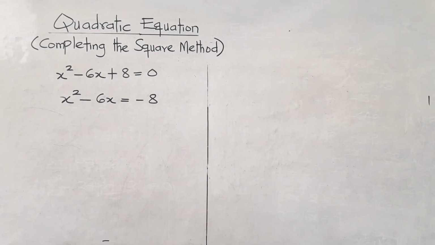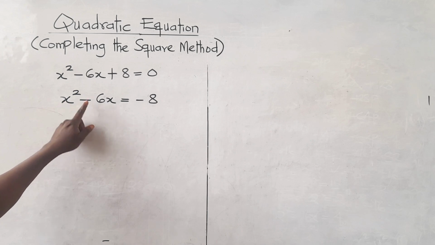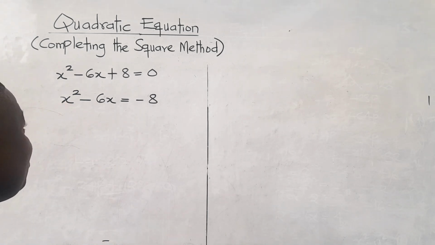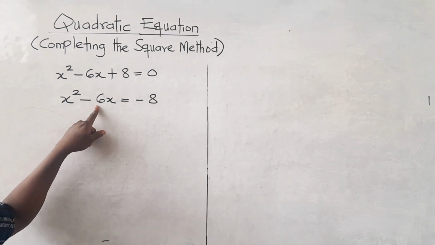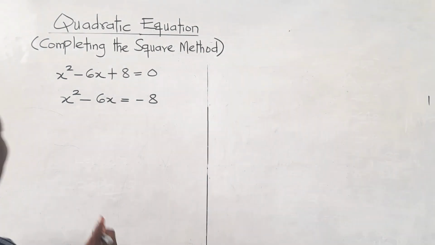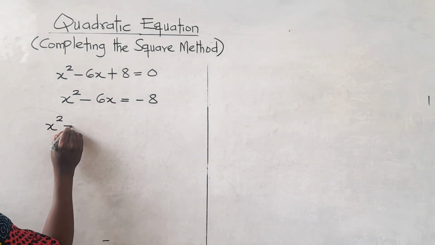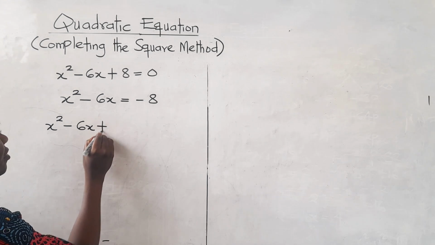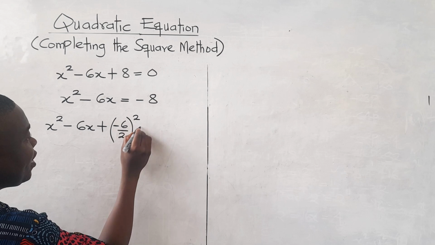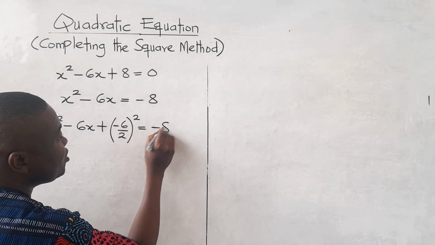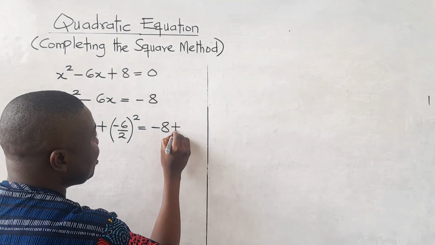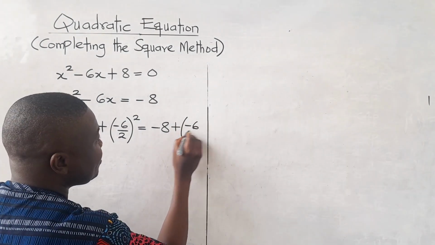Now, the next thing is to make, what will you add to the left-hand side to make it a perfect square? In doing that, what we do is we divide the coefficient of x by 2 and we square it. Now, if you divide it by 2, it will be plus minus 6 over 2 all squared equal to negative 8. Remember, what you do to the left-hand side, you do to the right-hand side. Do the same thing here so that there will be a balance.